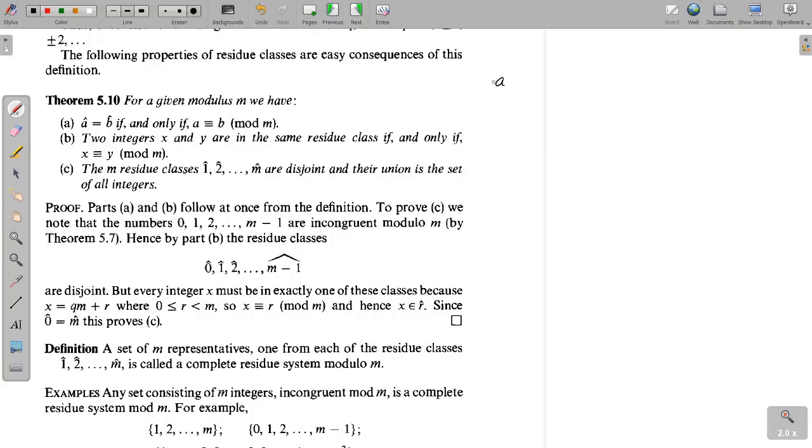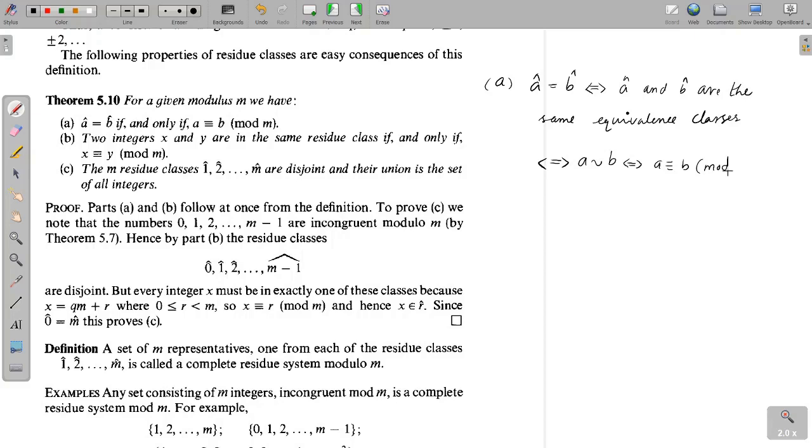We prove a-cap equal to b-cap if and only if a-cap and b-cap are the same equivalence class, if and only if a is related to b, because this is the property of an equivalence relation. If two elements a and b are equivalent if and only if their equivalence classes are the same, if and only if a is congruent to b mod m.